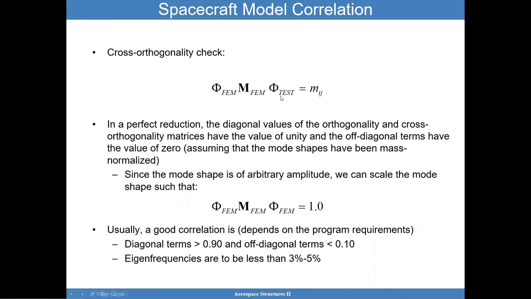Recall that the mode shapes are arbitrary in amplitude. I can normalize them by the maximum deflections, but I can also normalize them based on mass normalization. If you do that, then this multiplication with phi FEM, the mode shape matrix, better give me a diagonal of 1.0. Usually, the model correlation is good if the diagonal terms are greater than 0.9 and the off-diagonal terms are less than 0.1. Eigenfrequencies have to be within 3 to 5%.